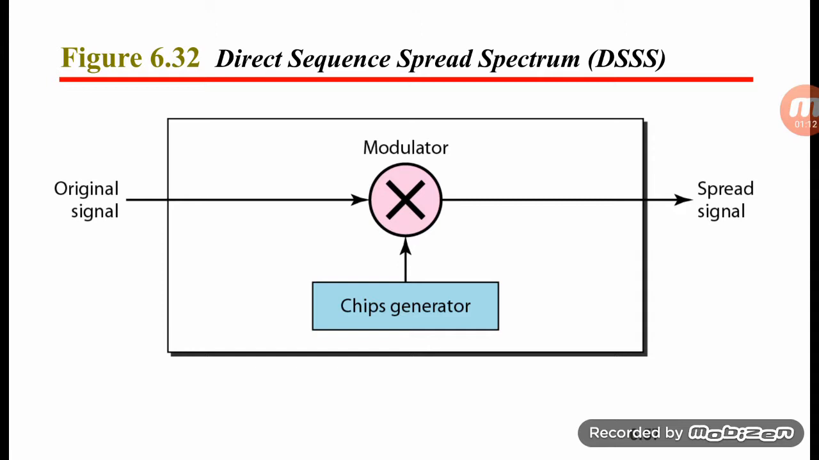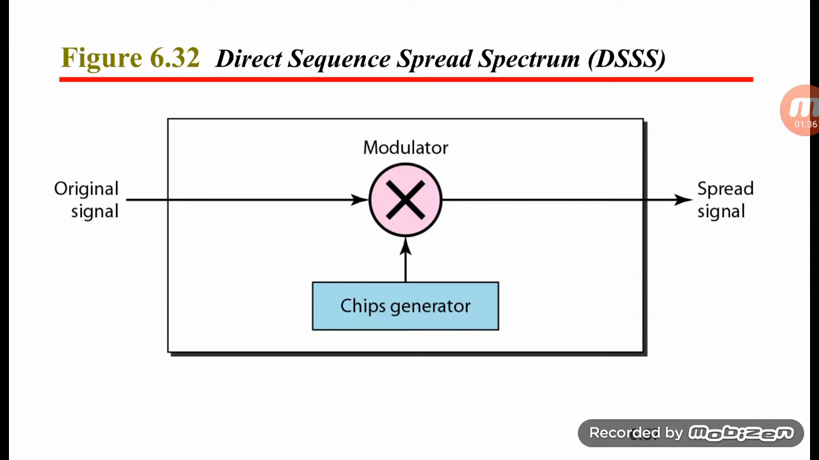This is direct sequence. In direct sequence you have a chips generator, basically your PN sequence. This generates the PN sequence, which gets multiplied or modulated with the original signal. After that you get a spread signal, which means it is going to have much higher bandwidth than the original signal.